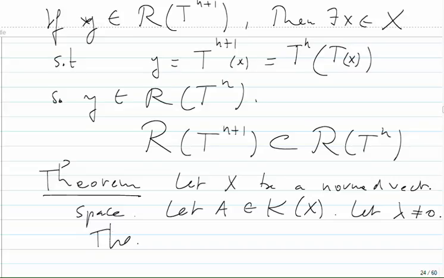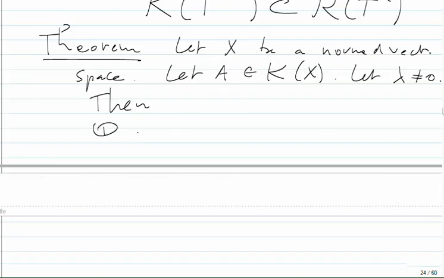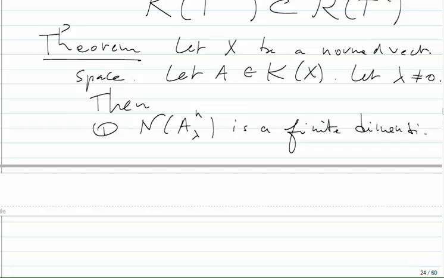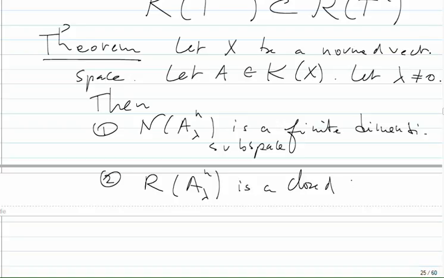Then, number one: the null space of A_lambda^n is a finite dimensional subspace. Number two: R of A_lambda^n, the range of A_lambda^n, is a closed subspace of X. In other words, the range of this linear operator is a closed subspace of X. And this is true for any n greater than or equal to 1.